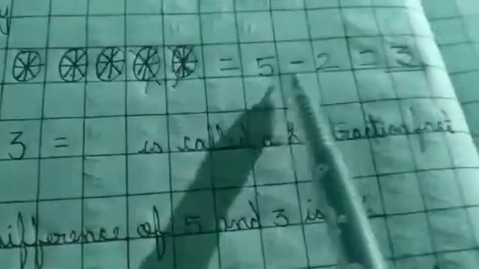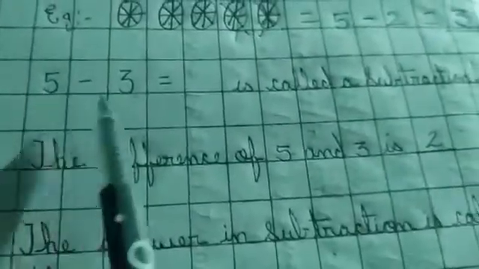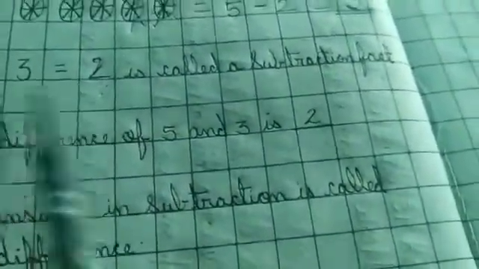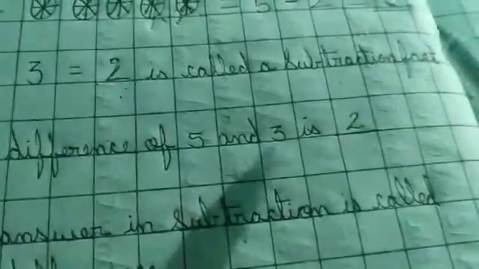Suppose we are having 5 balls. We have taken these 2 balls. 5 minus 2, 3 balls are left. Then again 5 minus 3 equals 2. Is that clear? 5 minus 3 equals 2. Now this 2 is called a subtraction fact. The answer we got from here, 5 minus 3 equals 2. Now this answer is known as a subtraction fact. Is that clear, children? This answer is known as a subtraction fact.